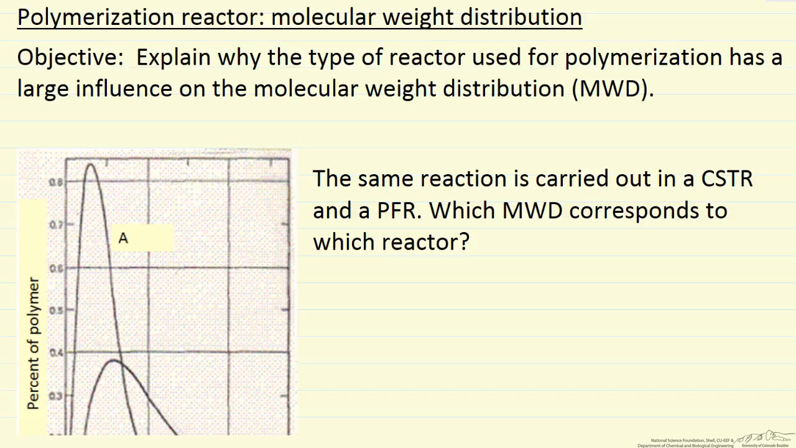In this screencast, I'm going to describe what is perhaps the most important aspect that needs to be considered when we're looking at designing polymerization reactors. The question is, how does the type of reactor affect the molecular weight distribution? Of course, the molecular weight distribution affects quite a bit the properties of the final polymer that's made. So let's look at the question.